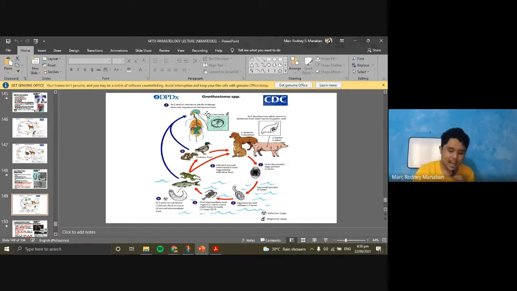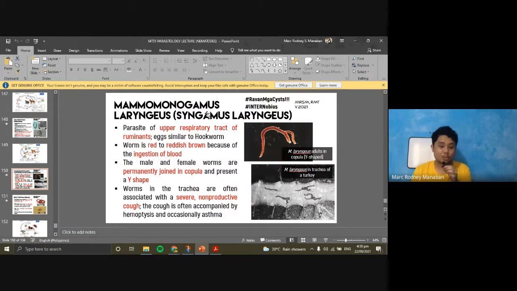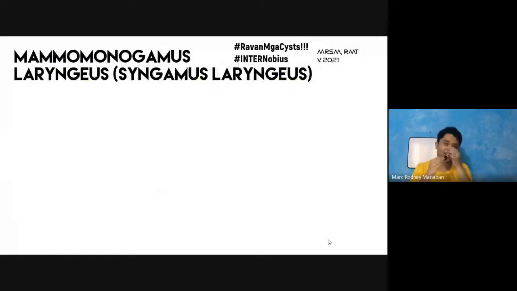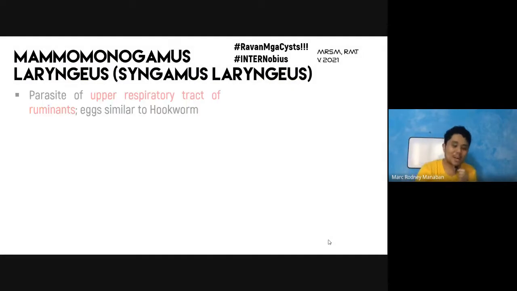Alright. Next, you have Mammomonogamus laryngeus or Syngamus laryngeus. Syngamus, eggplant, and bahay kubo. Anyway, Mammomonogamus laryngeus, it is in the name, laryngeus, so its preferred organ is the larynx. This is a common parasite of the upper respiratory tract of ruminants. When we say ruminants, cows and cattle.